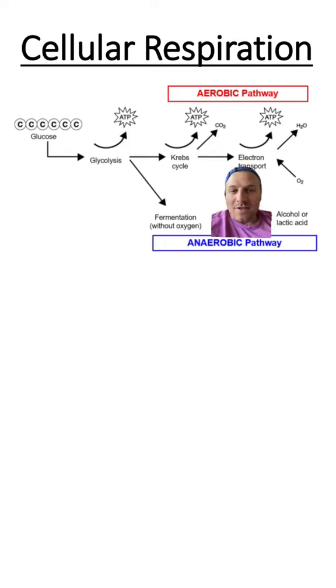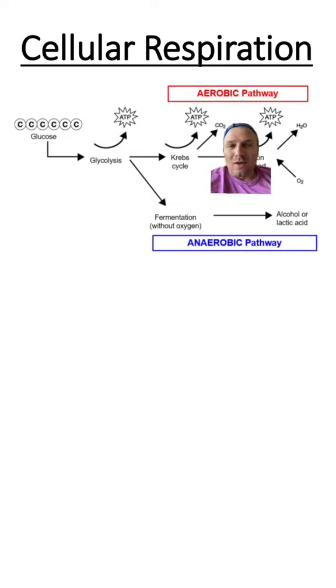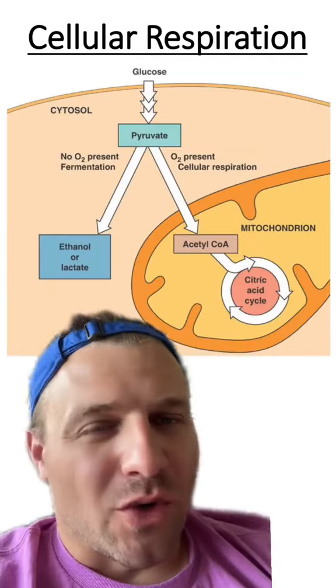Products of glycolysis and the Krebs cycle will enter the electron transport chain. These molecules plus the addition of oxygen will allow us to make a lot of ATP. And our whole goal of cellular respiration is to break down carbohydrates and other organic molecules to produce ATP. Here's another quick way of looking at it.